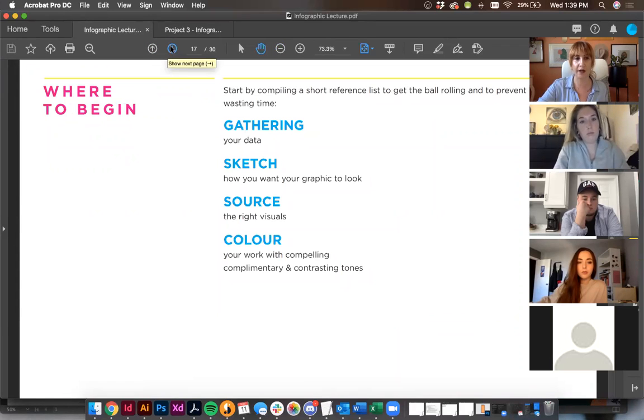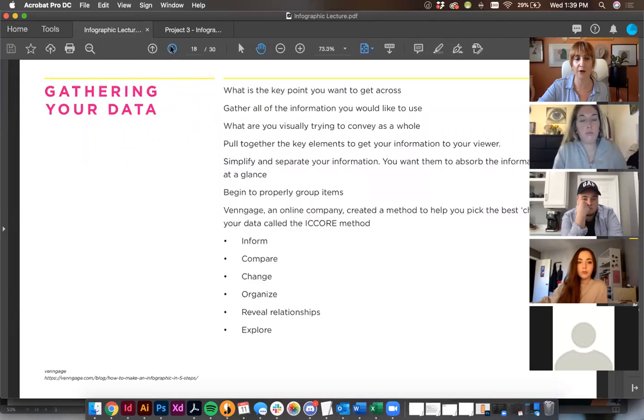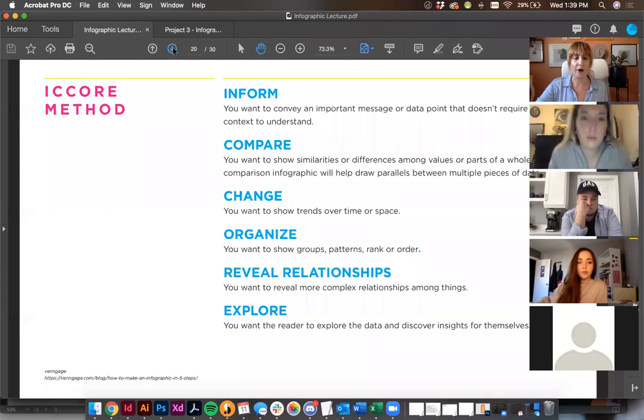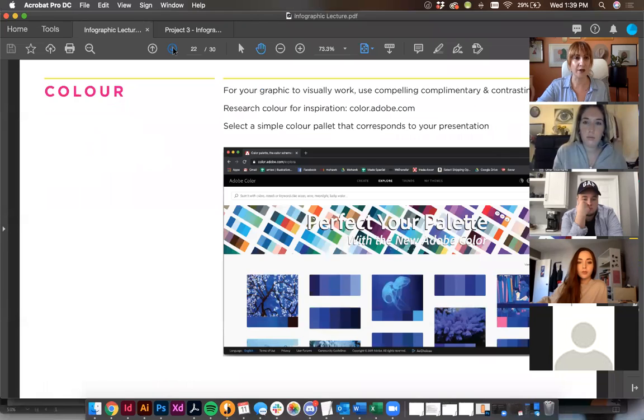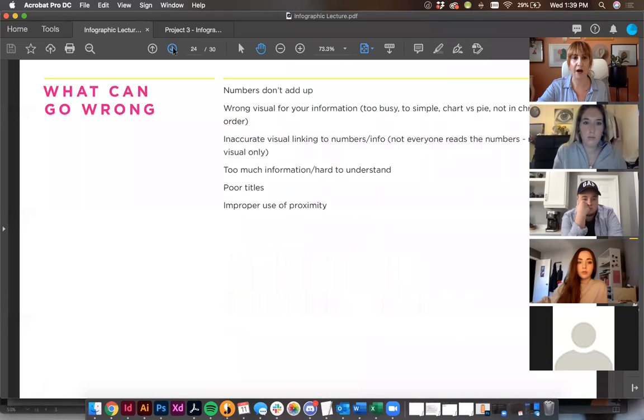Gather, sketch, source, and color. Always really nice color. Obviously, we're designers. Again, I'm not going to go through any of this. You guys probably know a lot of that stuff.